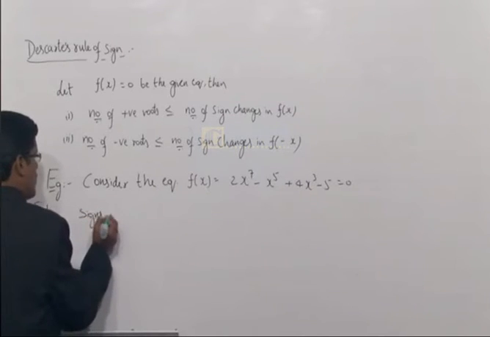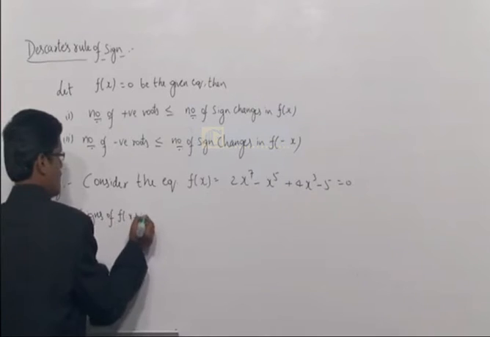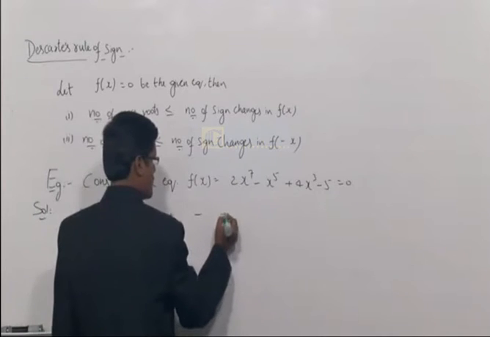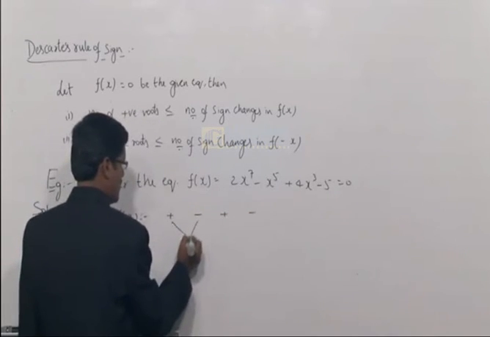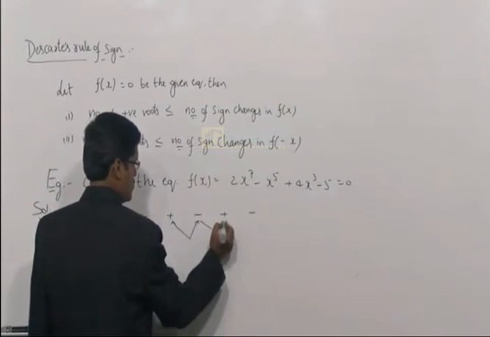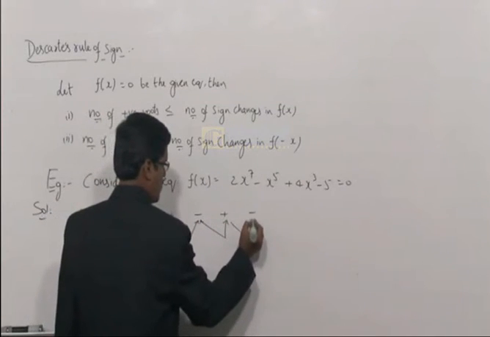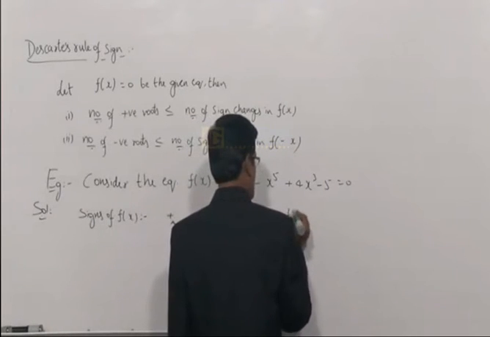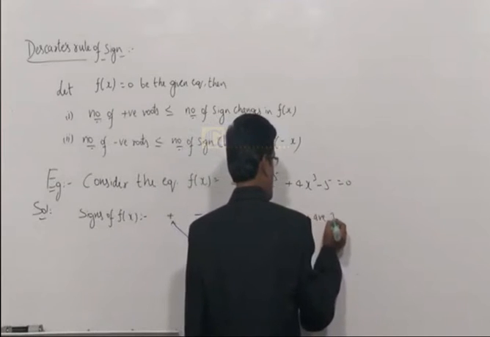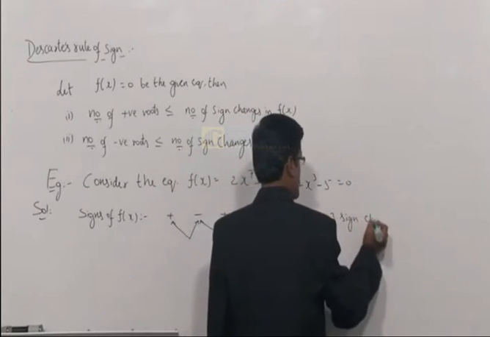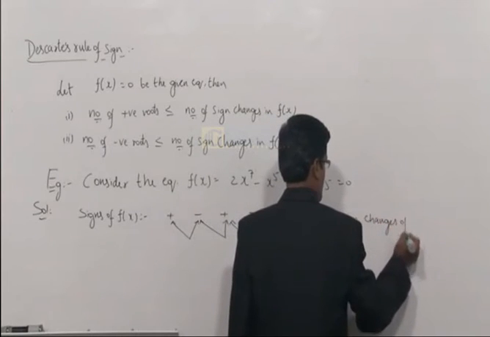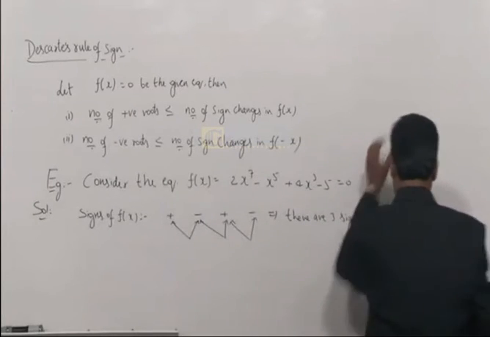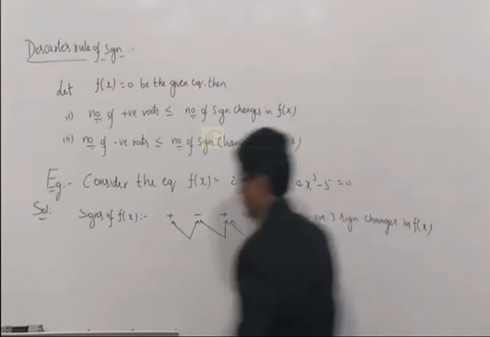First step is signs of f(x). What is the first term's symbol? Positive. What is the next term's symbol? Minus. What is the next term? Plus. What is the next term? Minus. So how many changes? First change, plus to minus; second change, minus to plus; and again third change, plus to minus. That implies there are 3 sign changes in f(x).